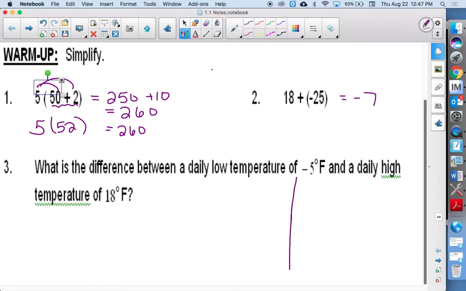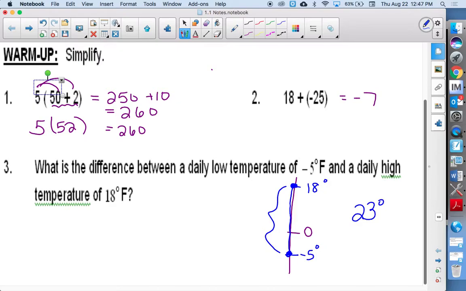I'm going to draw a little thermometer. Here's 0 on my thermometer. So if you have a thermometer outside somewhere, and it's measuring that it starts at negative 5 degrees, and then it goes up to 18 degrees. So my thermometer starts at negative 5, the day warms, and probably at about 4 o'clock in the afternoon it gets to 18 degrees. How much distance is between negative 5 and 18 degrees? 23. So it's a 23 degree difference.